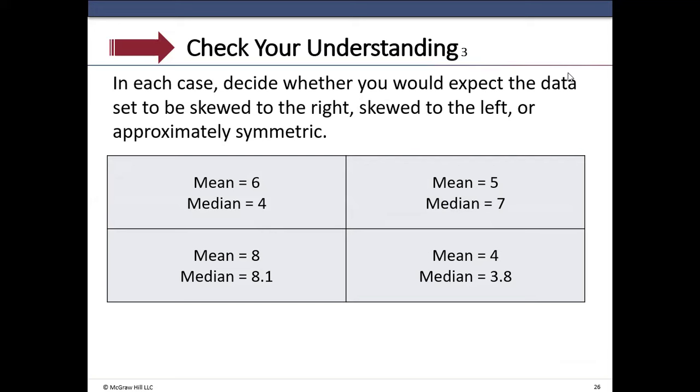Third one on the bottom left, mean is 8, median is 8.1. They're about the same, so it's approximately symmetric. Next one, mean is 4, median is 3.8. You can argue they're very close. And I will say approximately symmetric.